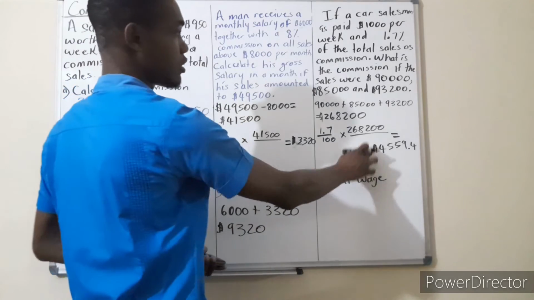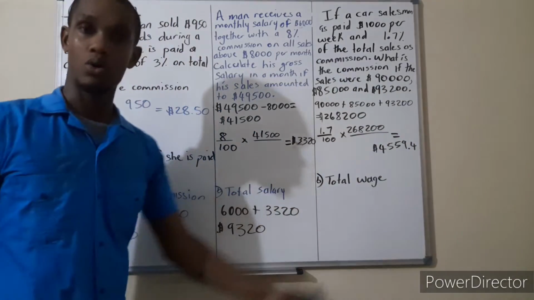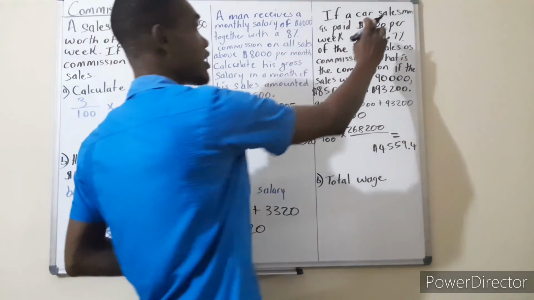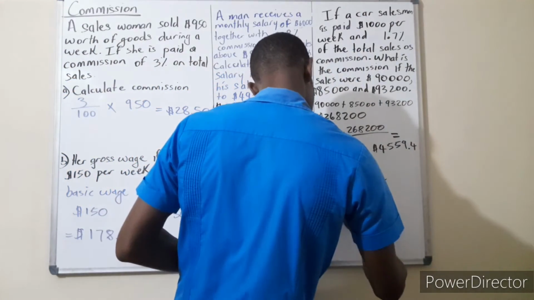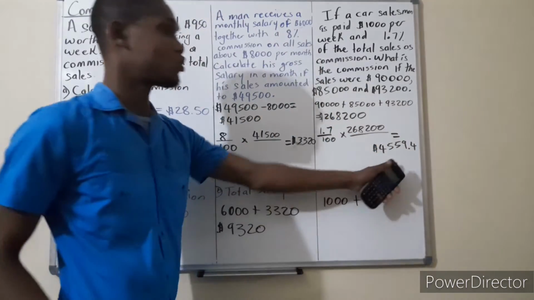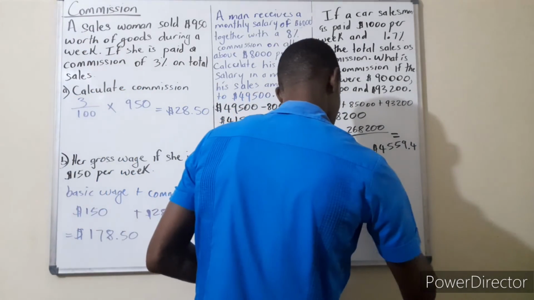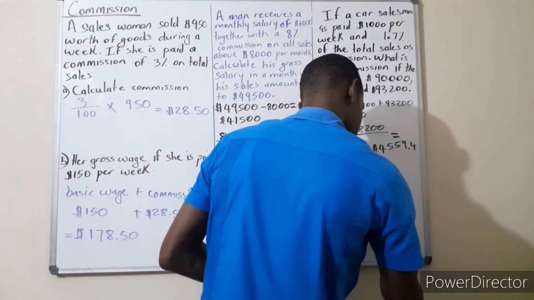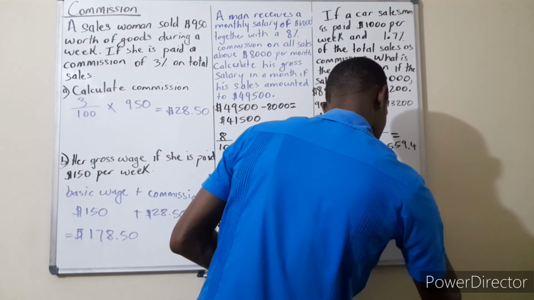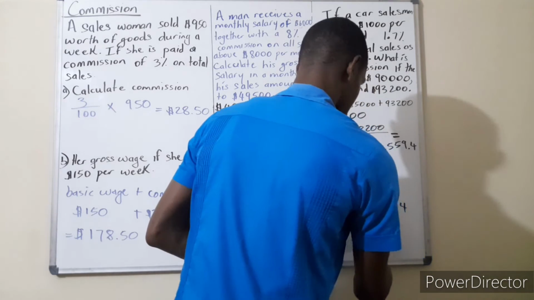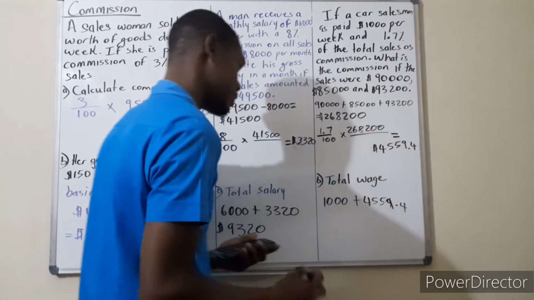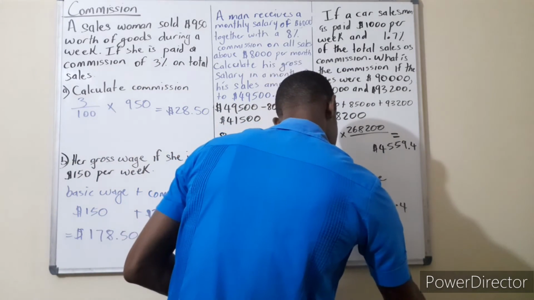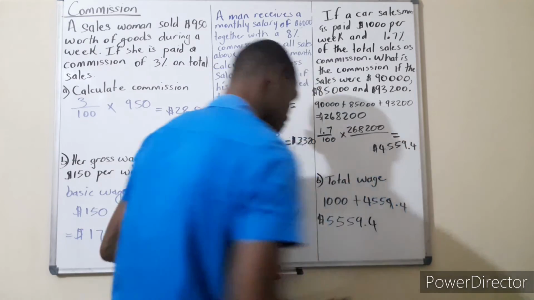So the commission for this amount would be this amount, and the total wage, as usual, is your commission plus the basic wage. So since they are paid a basic wage of $1,000, you will add that to the commission, which is $4,559.40, and that will give you $5,559.40.